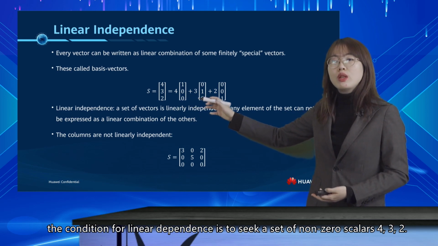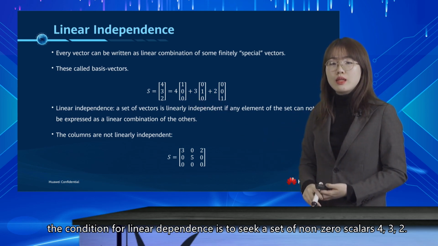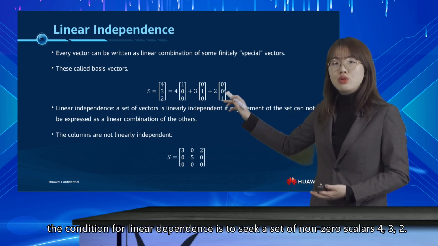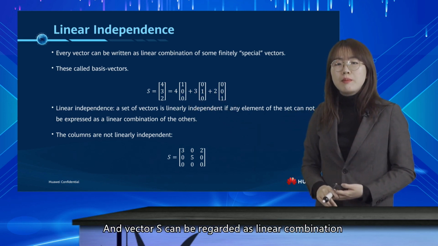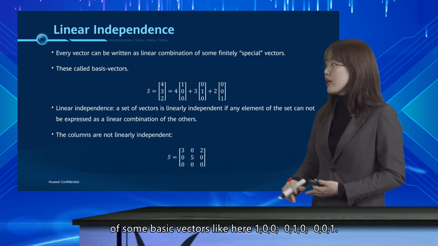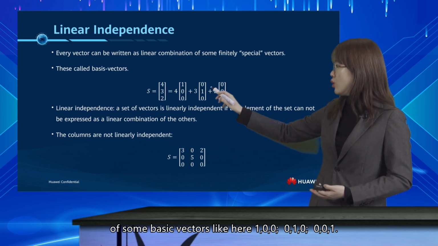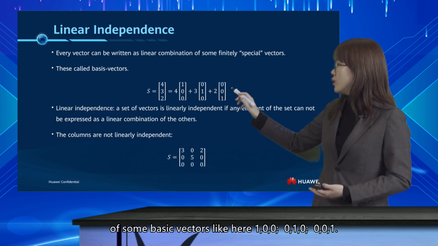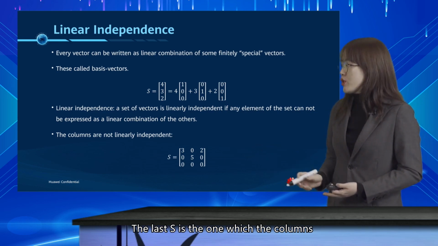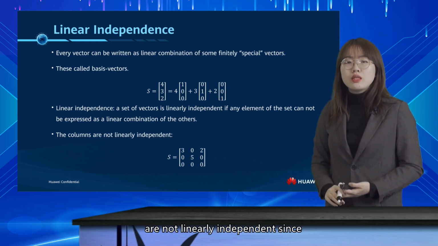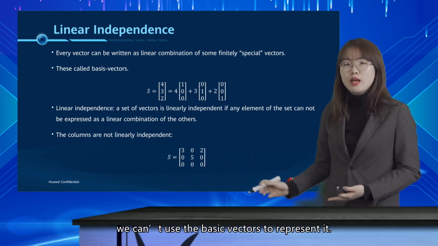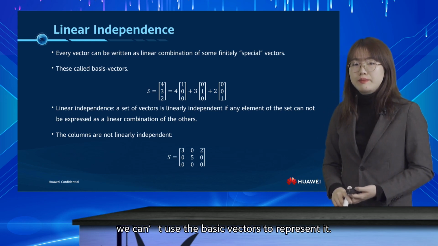The condition for linear independence is to seek a set of non-zero scalars, like 4, 3, 2, and the vectors can be regarded as a linear combination of some basic vectors, like here 1, 0, 0, 0, 1, 0, 0, 0, 1. The last S is the one whose columns are not linearly independent, since we can't use the basic vectors to represent it.